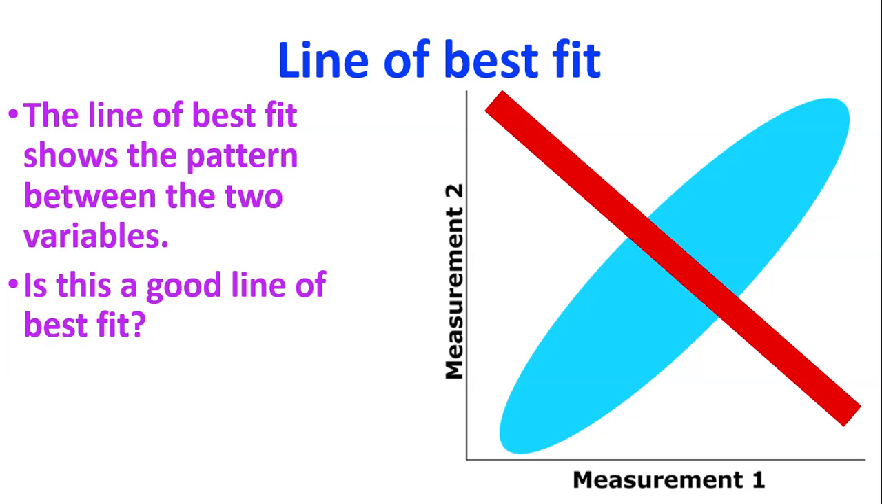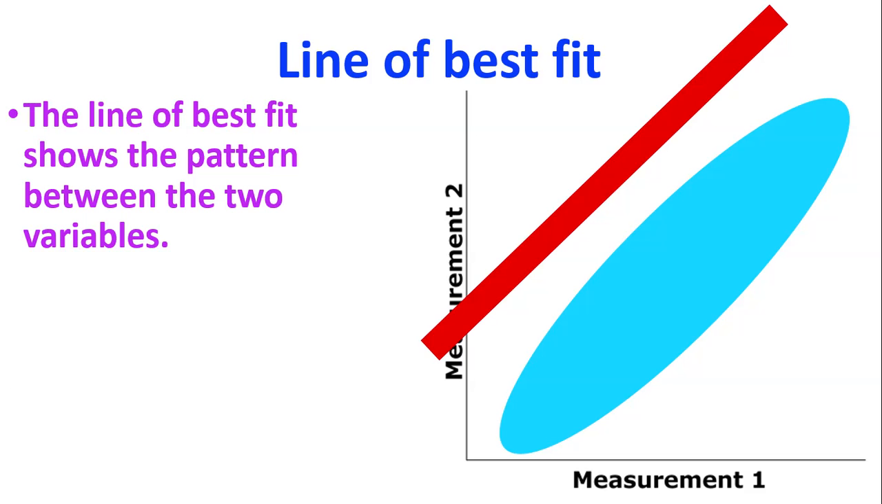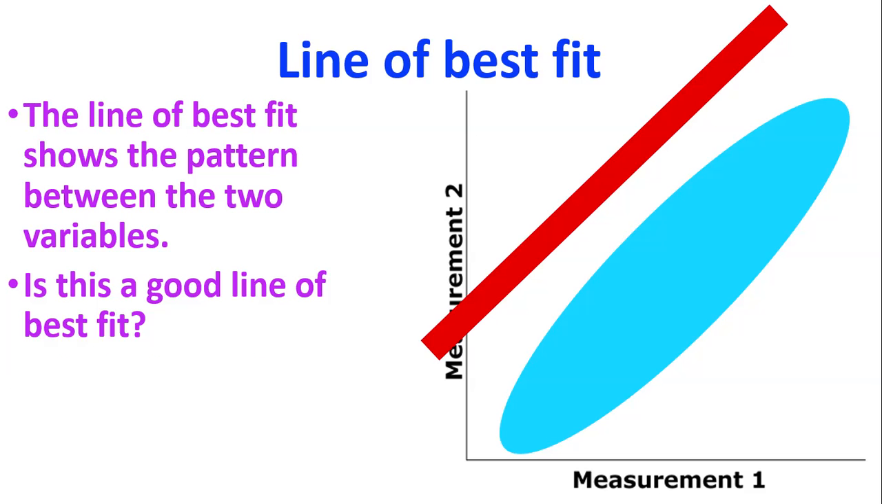And what I would say to that is that that particular line of best fit does not fit well because it's not even going in the right direction. Okay, it's going in the opposite direction than the data, so that is definitely not a good fit. Let's have a look at another one now. What about this line? Is that a good line of best fit?